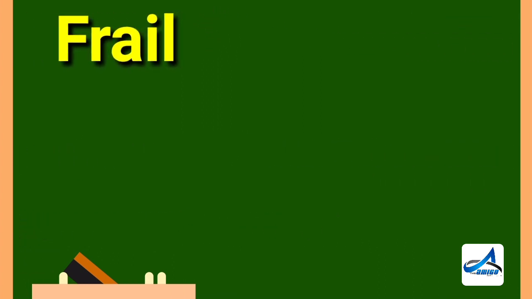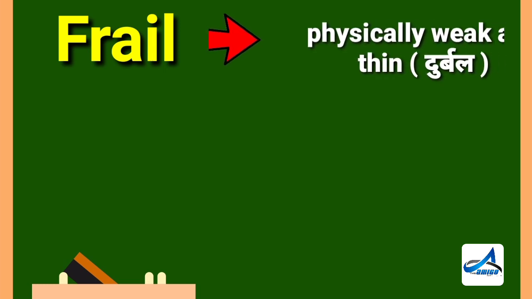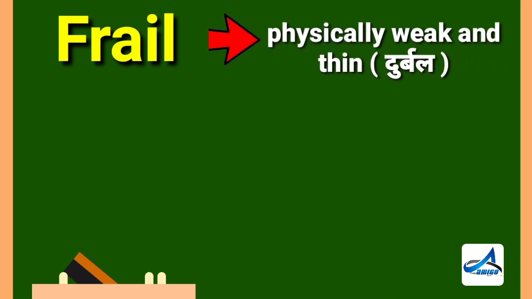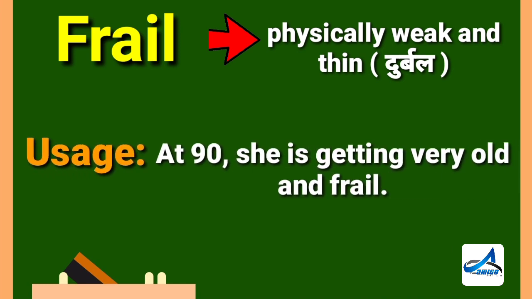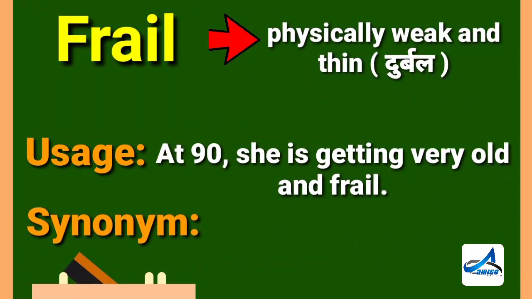Look at our next word, frail. Frail means physically weak and thin. In Hindi you can say durbal. Now look at its sentence. At 90, she is getting very old and frail. Its synonym is feeble.